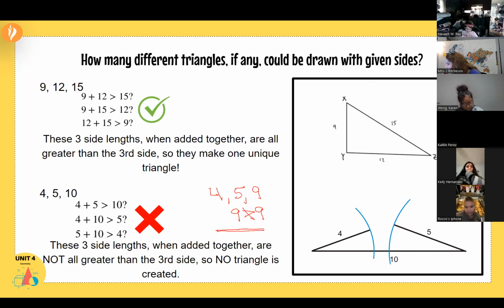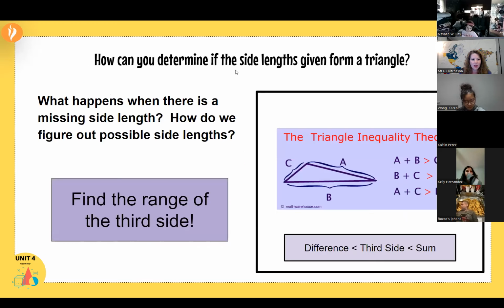Someone says, what if the 2 smaller sums are equal? Okay, yeah, I asked the same question. So if it equals the same length as the third side, the answer is what? No. The answer is no. Good. Good question.